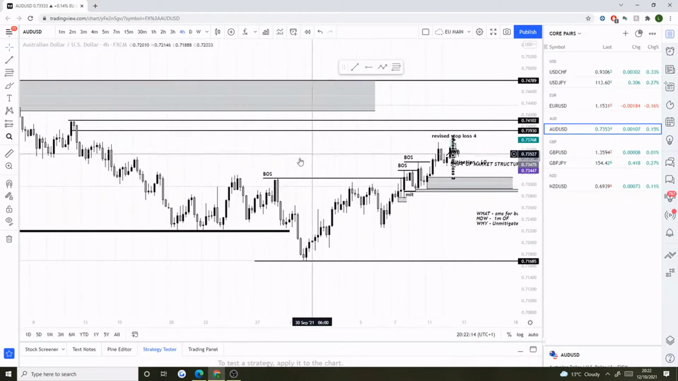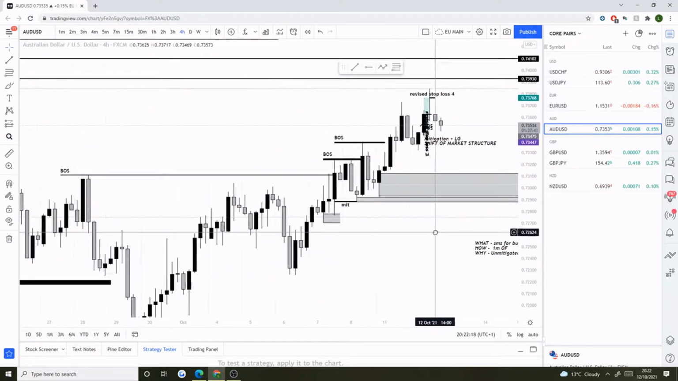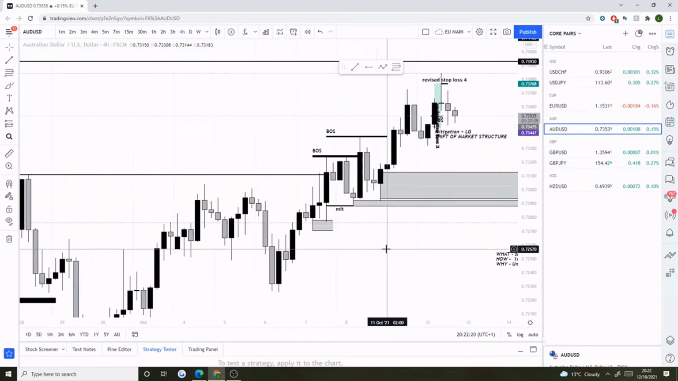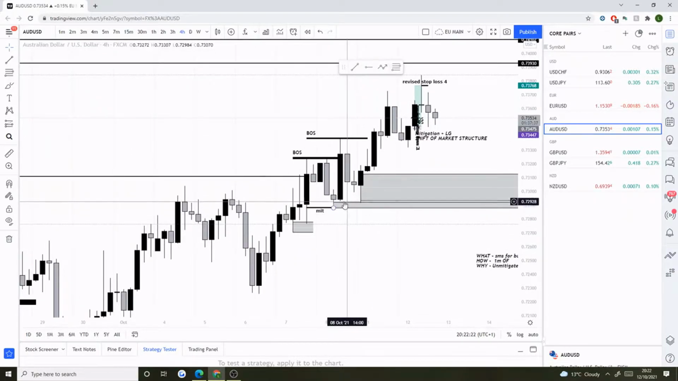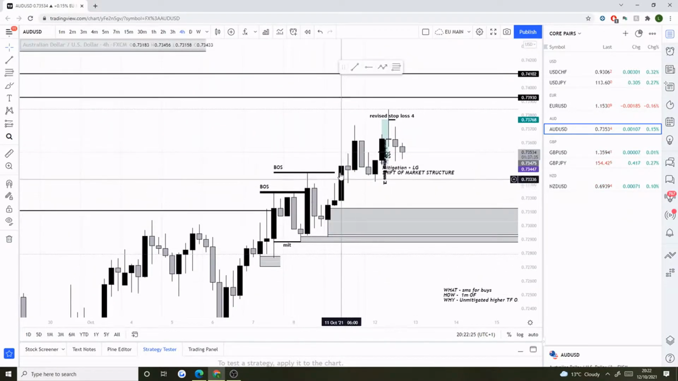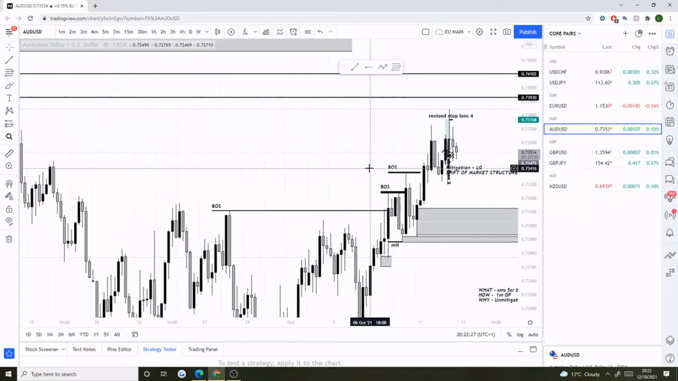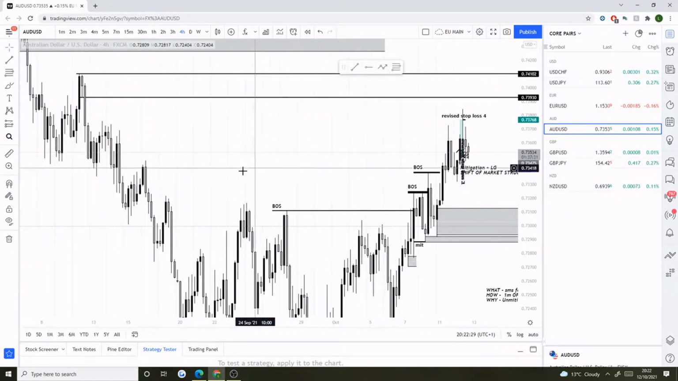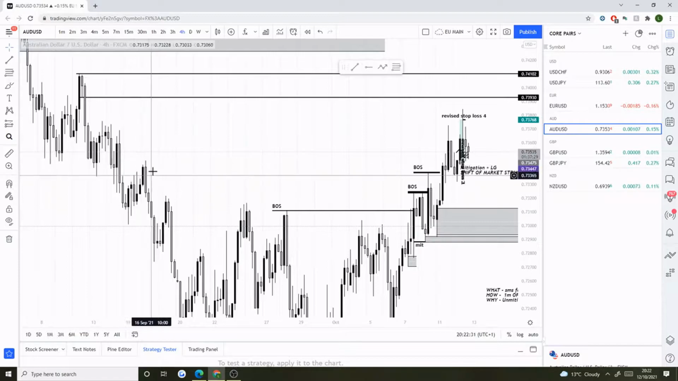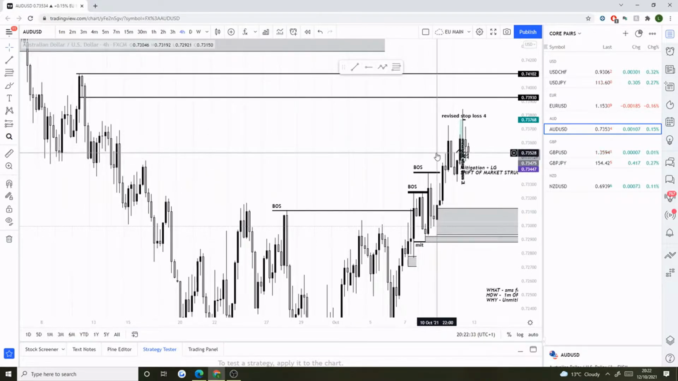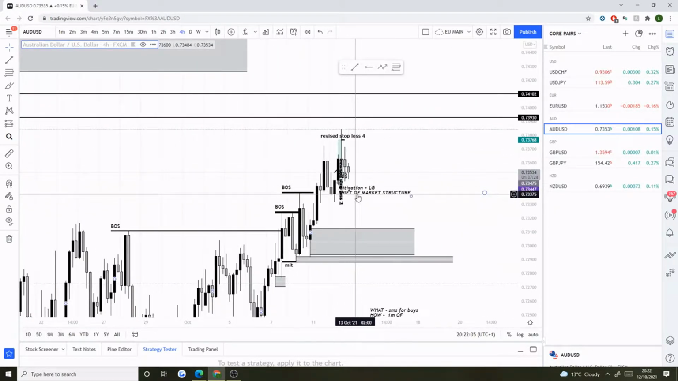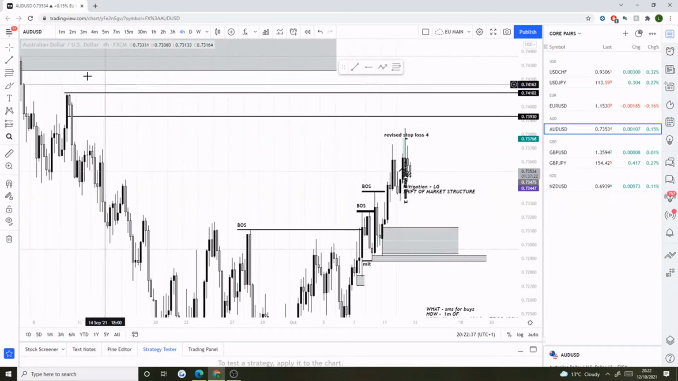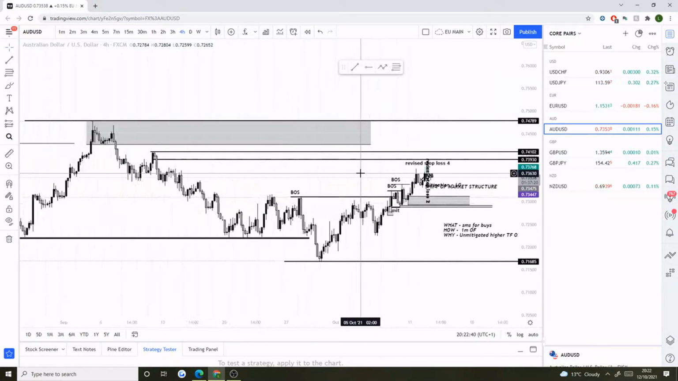Like I mentioned in my weekly outlook for AU, what I was looking for at the start of the week is a continuation from this POI down here, and we actually saw that continue to play out. I was looking potentially we could get a reversal from this area here, but we broke straight through that as well. So I was continuing with my bullish expectations on AUD USD.